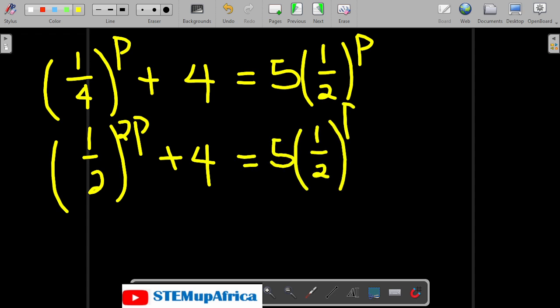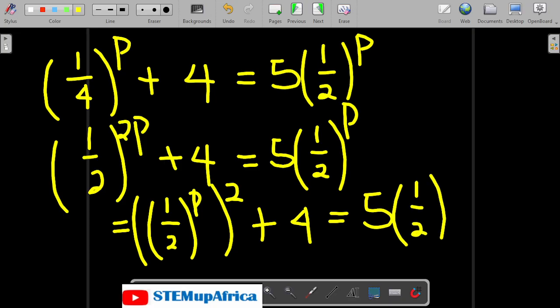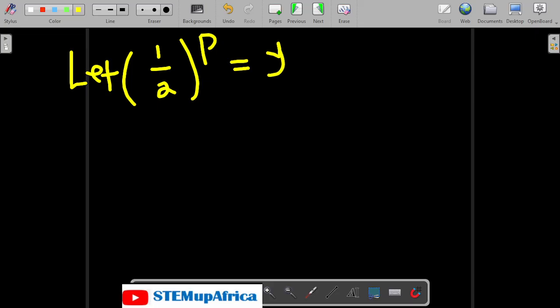So this can also be expressed as 1 over 2 raised to the power p, all raised to the power 2, plus 4 is equal to 5, 1 over 2 raised to the power p. So you can see we have 1 over 2 as a common factor also. So let's classify it. Let's say 1 over 2 raised to the power p, let's call it y. So here I see 1 over 2 raised to the power p, I will put y.